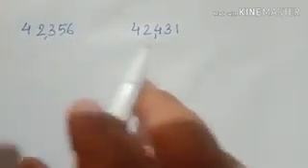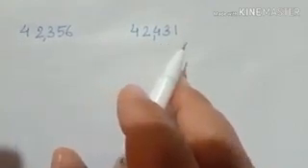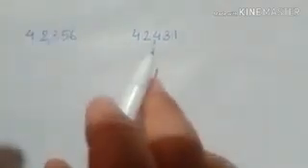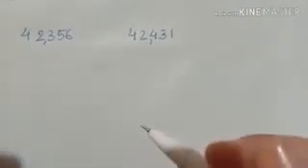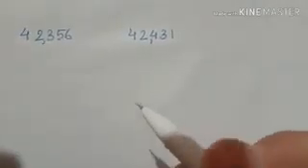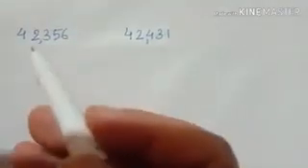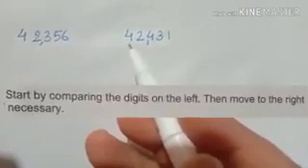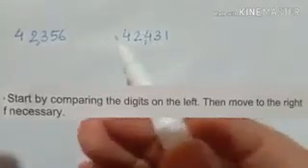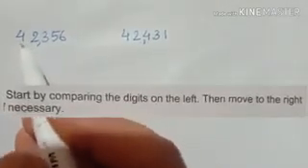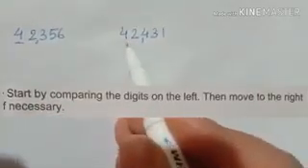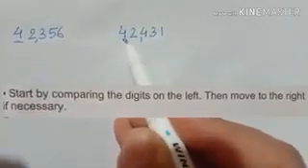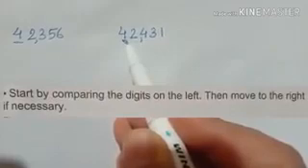If the two numbers that you are asked to compare are 42,356 and 42,431, you can use the same method that we have discussed earlier. But then what you can notice here is the first digits, the left digits, are the same in this case. Then what can you do? You can move to the right if necessary. So the first digit here is 4 and here as well it is 4. So both are 4 ten-thousands. So next what can we do? We can move to the right.